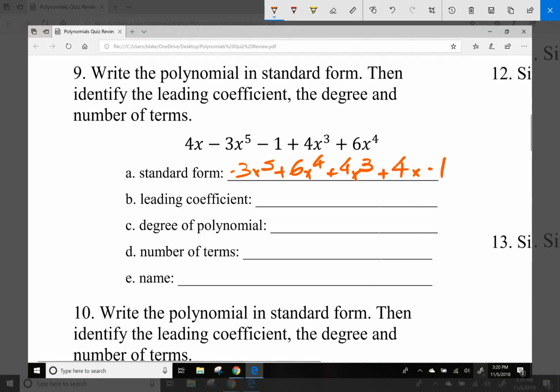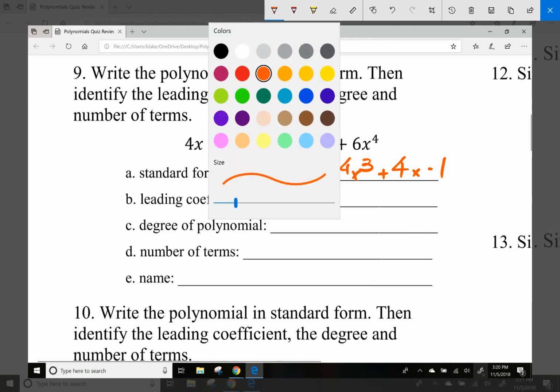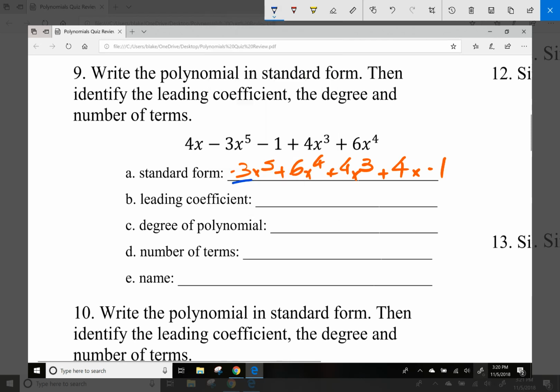minus 1. So the leading coefficient is just the coefficient of the first term when it's written in standard form, or you can think of it as the coefficient of the biggest degree term. Remember, coefficients are just the numbers in front of these terms. So -3 is the coefficient for that term, 6 is the coefficient, 4 is the coefficient, 4 is the coefficient. But the leading coefficient is the coefficient of the first term, the biggest degree term. So -3 is our leading coefficient.